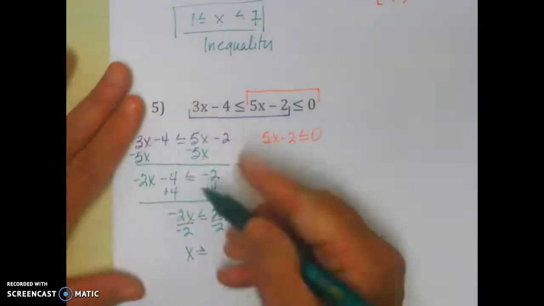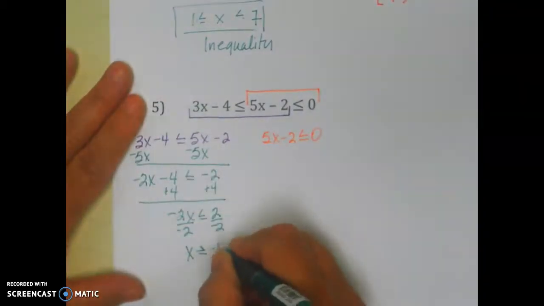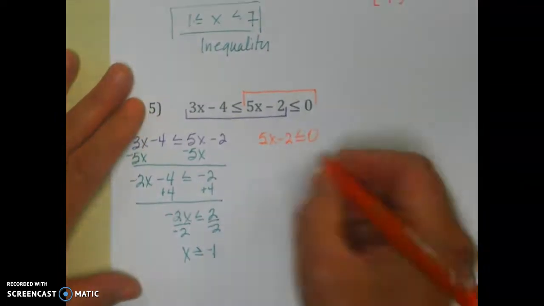I miss you guys. All right, 2 divided by negative 2 is a negative 1. There you go. All right, over here, I'm going to add 2 to both sides.